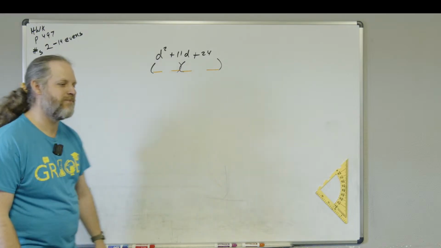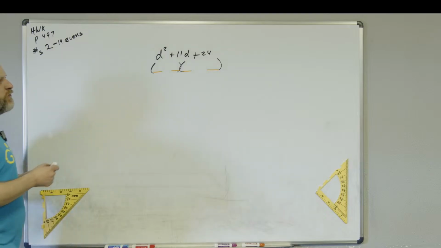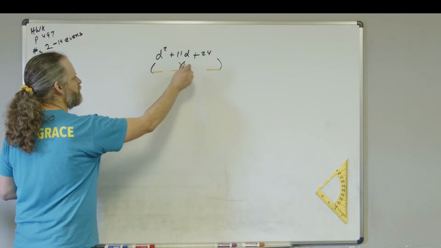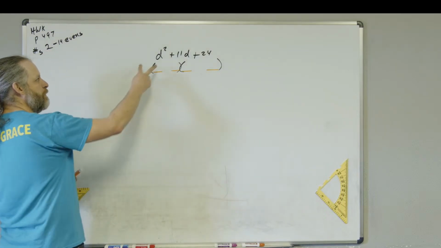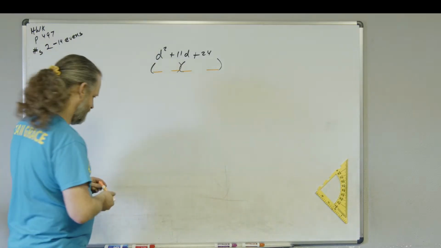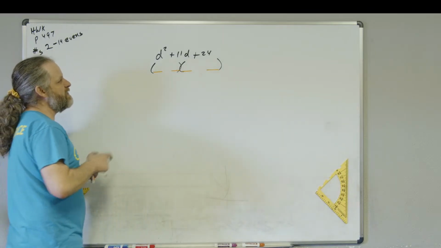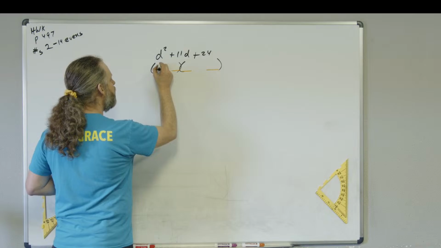All right, in the first slot, we need 2 things that multiply to get the first term. So what 2 things multiply to get d squared? D and D. D and D what? Dungeons and Dragons? No. So we put a D and a D.